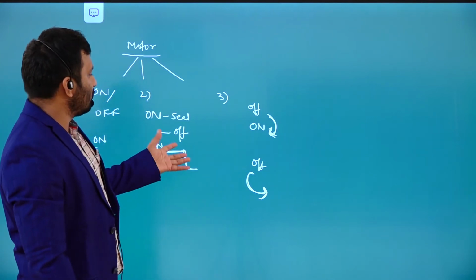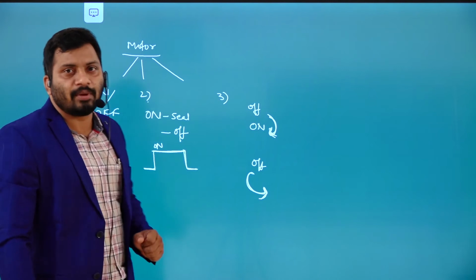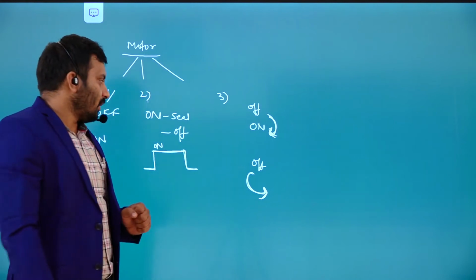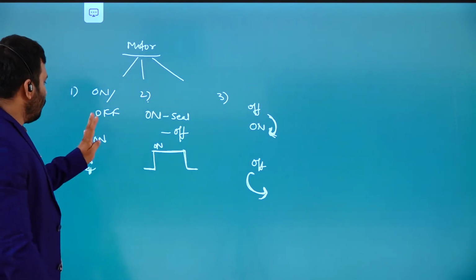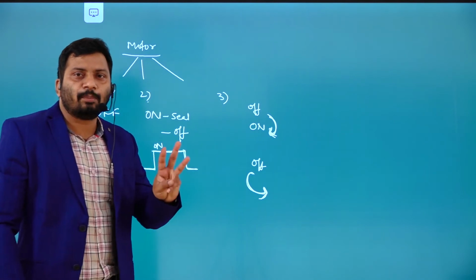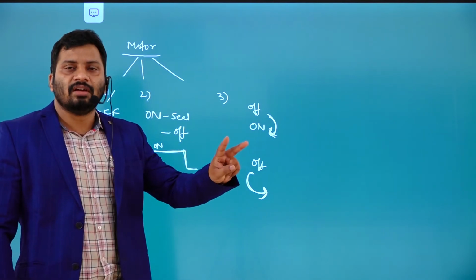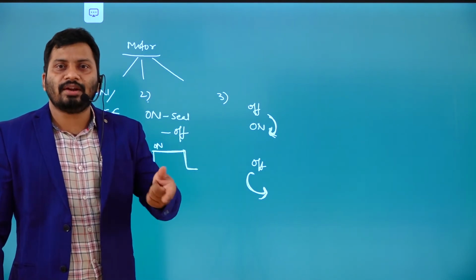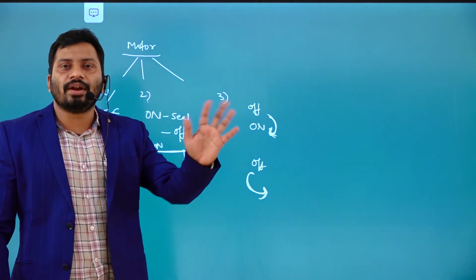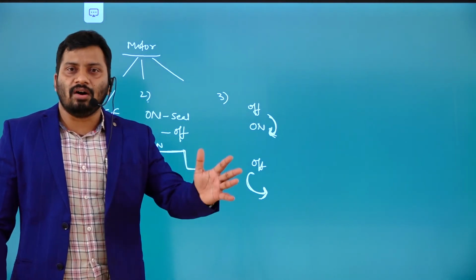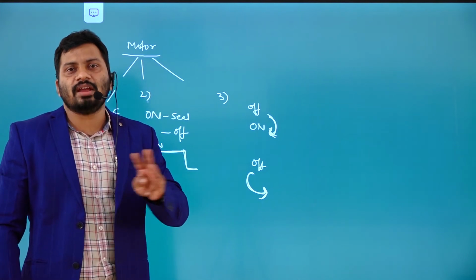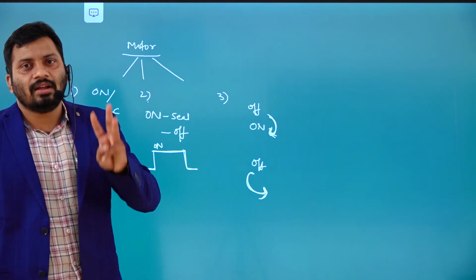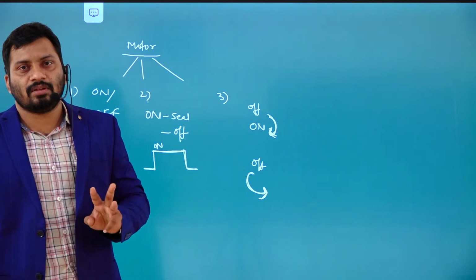For these three applications, I want to write PLC logic. What are the three applications? The first application is on and off. The second application is on, maintain in the on state, and whenever you want, off. The third application is off, on, rotate in the clockwise direction, then off, rotate in the counterclockwise direction, then off. So for these three applications I want to write a program. I need to write PLC logic in three ways.